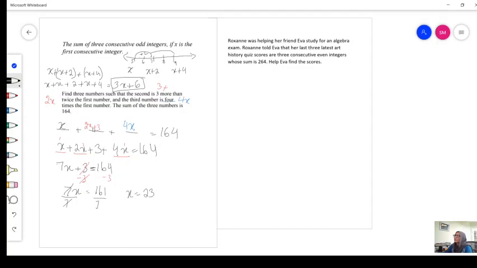So I'm multiplying 23 with 2 plus 3, which will give me 49. So the next number is 49. What is the third one? 4 times 23. It's going to give me 92. So these are my 3 consecutive numbers that I found. Okay. Let's do this question.